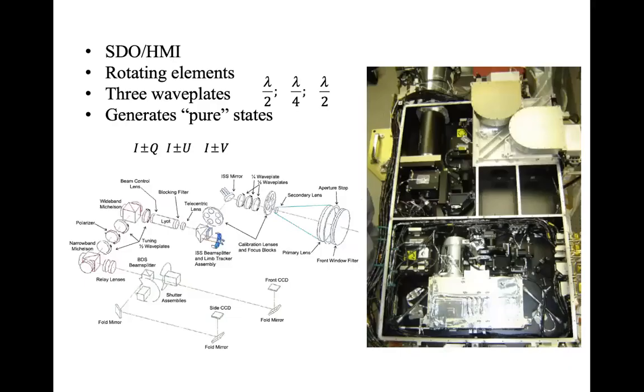Okay, so this is one case. Who is doing this too? HMI. HMI does the same. HMI does the I plus Q, minus Q, plus and minus U, plus and minus V. It takes six states. But in this case, it's not liquid crystals, they use rotating wave plates. Almost like the definition. Okay, so HMI does the same.